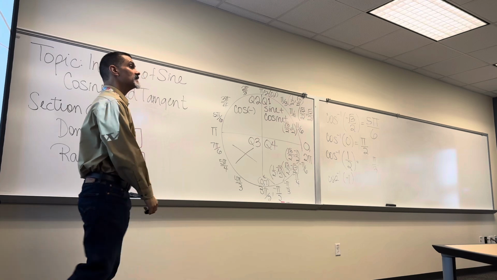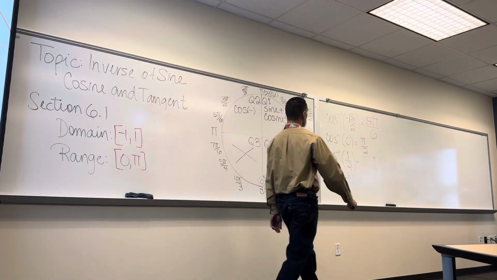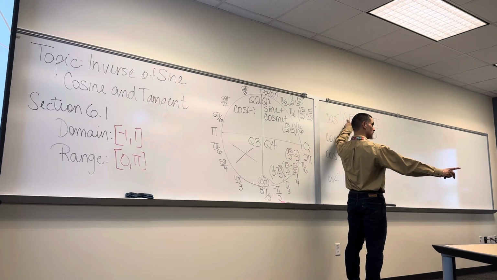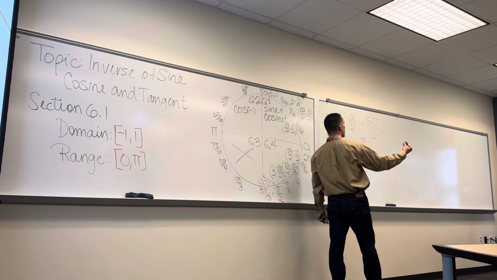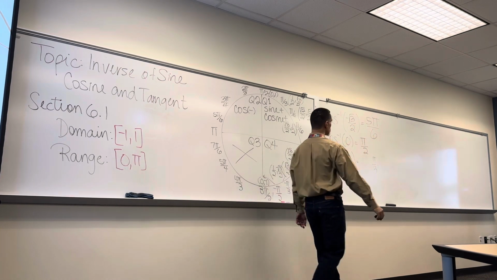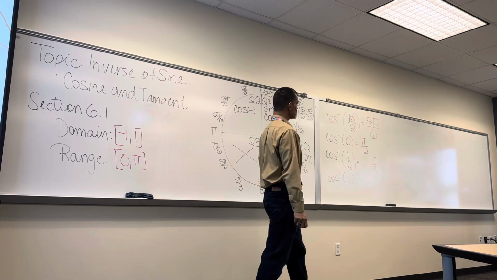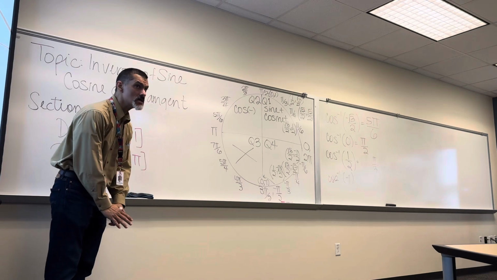Okay, so what about the first one we did? Cos inverse of negative root 3 over 2. In which quadrant are we, 1 or 2? It's negative, so it would be in quadrant 2. Exactly, where the value for cos is negative square root of 3 over 2, 5 pi over 6. It's the only place. Okay. Got it? Questions with the first one?